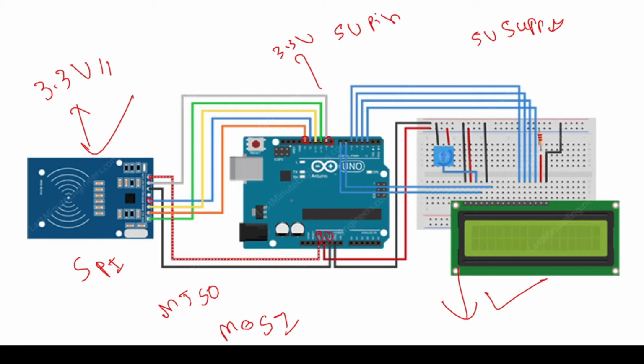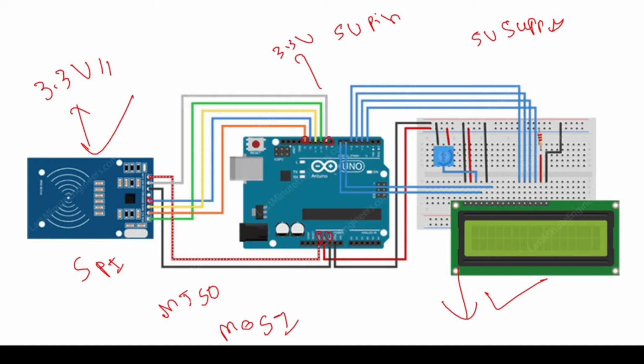So VIN will be connected to the 3.3 volts pin of the Arduino, and the ground will be connected to ground of the Arduino, right? So the ground will be, I think, here somewhere. Then the MISO will be connected to our 12th pin, and MOSI will be connected to our 11th pin, and then the SCK will be connected to the 13th pin, and the SDA will be connected to the 10th pin of the Arduino. So this is our connection. Okay, you can get the connection in our previous tutorial, the connection is the same.